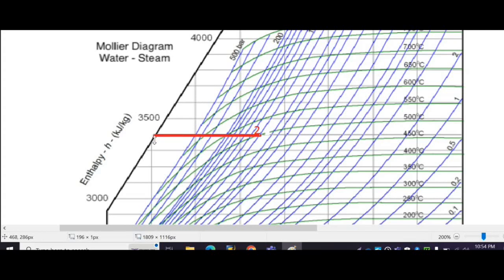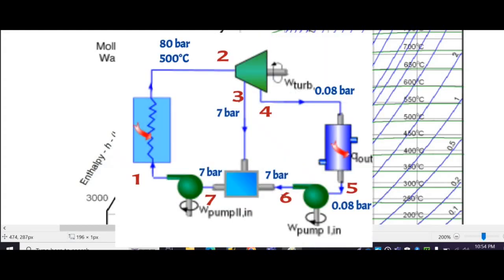So what is the value of enthalpy? Here is 3000, here is 3500. If we count here, first, second, third, fourth, this is the fourth line, for 3,400. So we can say that H2 is equal to 3,400 kilojoule per kilogram, and we will note down this value.